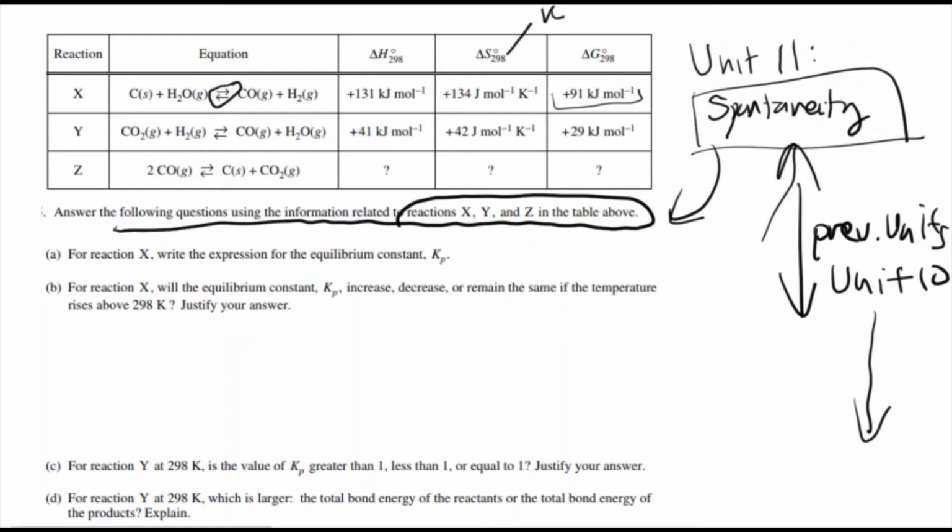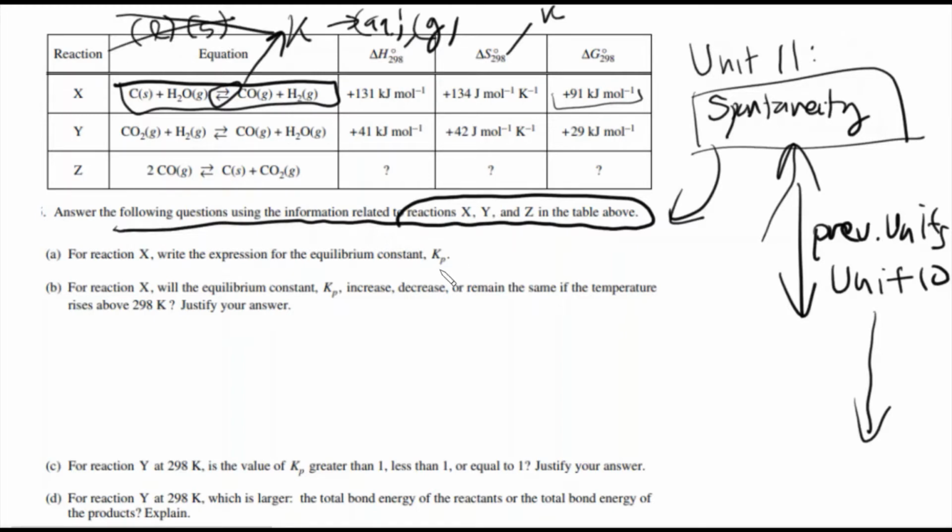So let's take a look at A. For reaction X, write the expression for the equilibrium constant Kp. Well, let's look at what reaction X is. It's that. Now, we always include, I think, two things in our Ks. So, in our Ks, we always include aqueous substances and gaseous substances. We never include liquids or solids.